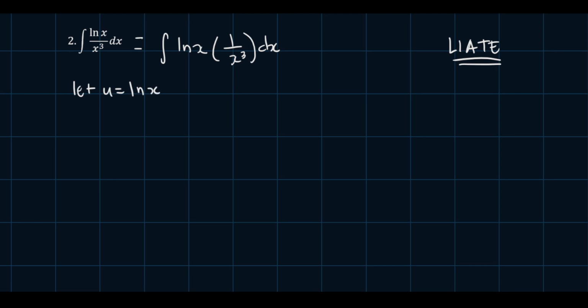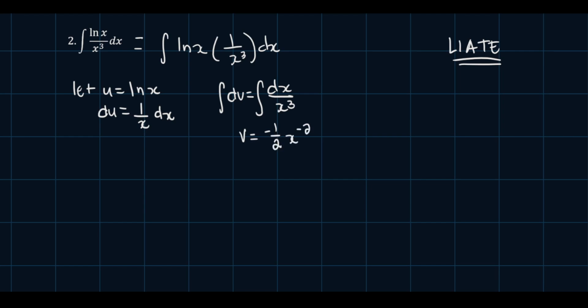So let u be equal to ln x. So it means that du is 1 over x times dx. Then ang natira sa atin is an algebraic function. So dv is dx over x cubed. Again, we can get the value of v by getting the antiderivative of dv. So v in this case is equal to negative 1/2 x raised to negative 2 by using the power rule.